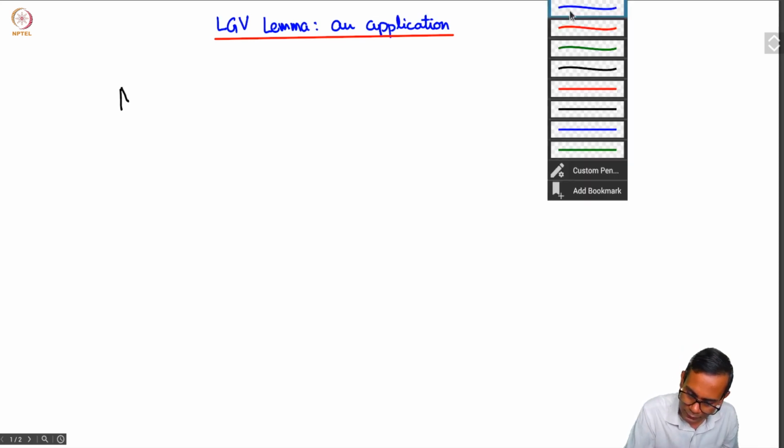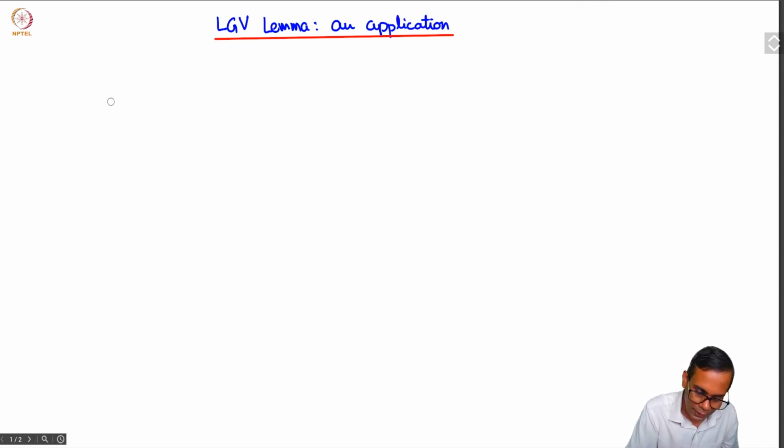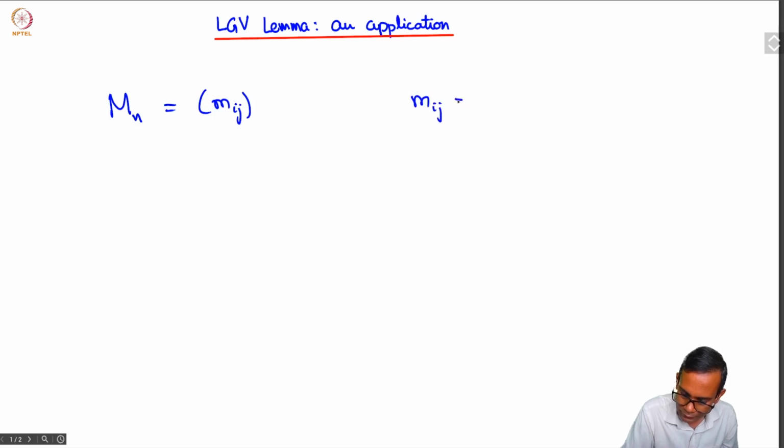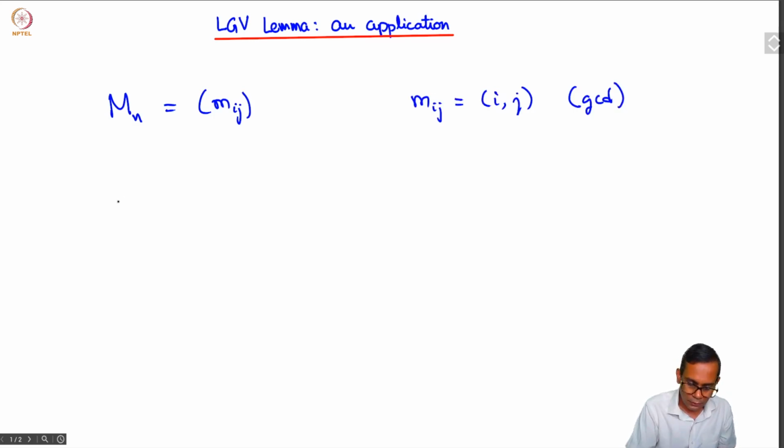So let's take M_n to be the n by n matrix whose ij-th entry is the GCD of i and j. We're talking about the GCD of i and j. Just to make sure it's clear, let me show you what M_6 looks like. So it's a 6 by 6 matrix.